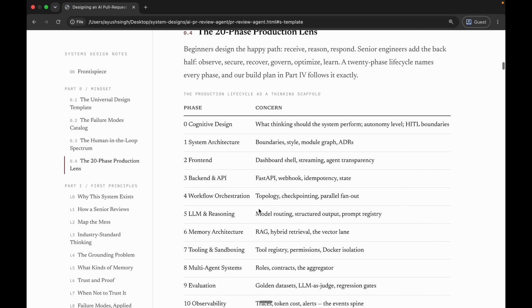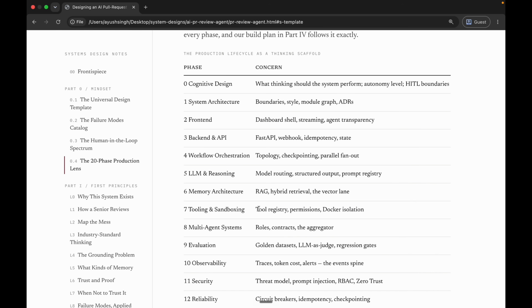So the way you think about it is cognitive design. And that's what we're going to do in part 1, spend a lot of time designing the cognitive structure. Then how do you do the system architecture? What is your architecture? How do you retry? How do you make a system reliable? What technology stack are you using?